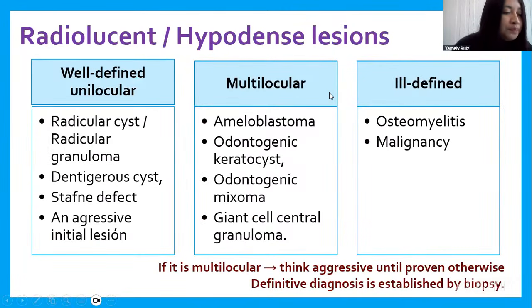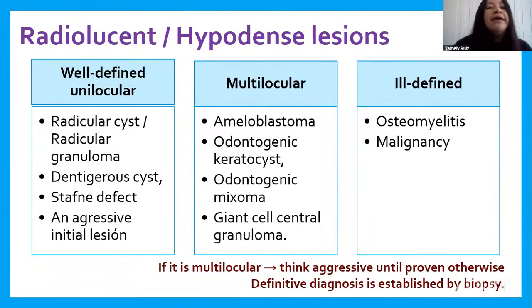So as mentioned earlier, lesions may be radiolucent, or radiopaque or hyperdense, or could be mixed. And based on this classification, we will review the most common entities in the daily dental practice, starting with the radiolucent or hypodense lesions. In this group of radiolucent or hypodense lesions, we have three groups.